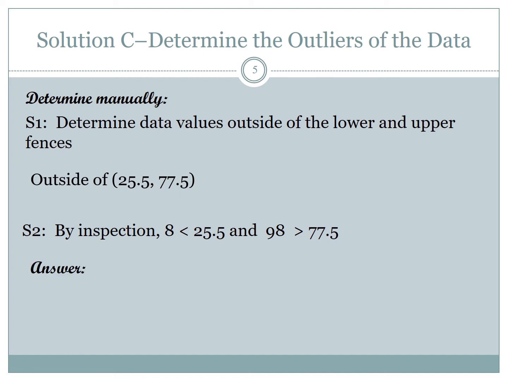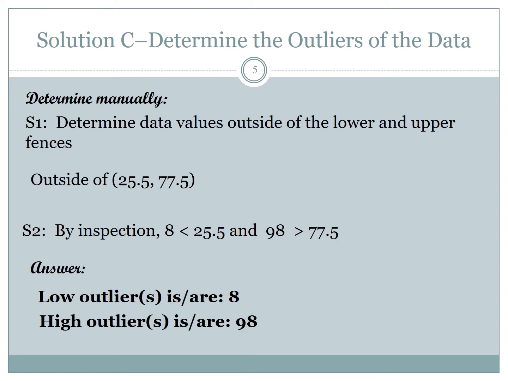So lucky for us, we do have outliers. Not only do we have outliers, we have something called a low outlier. A low outlier is one that is less than the lower fence, and that is 8. And a high outlier is one that is greater than the upper fence, and in this case it's 98. So there we have the answer to part C of our question, and now we're ready to do part D.